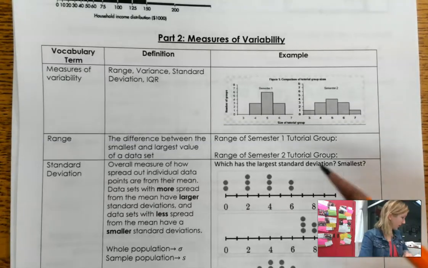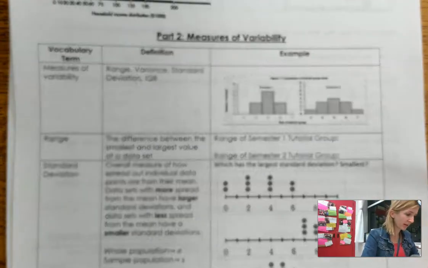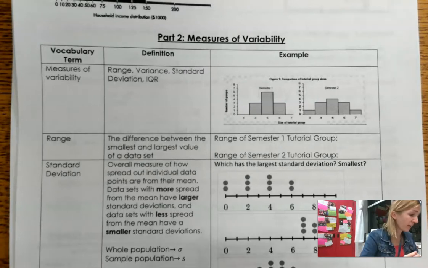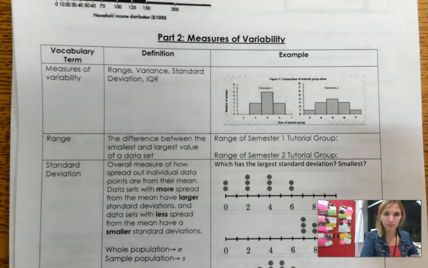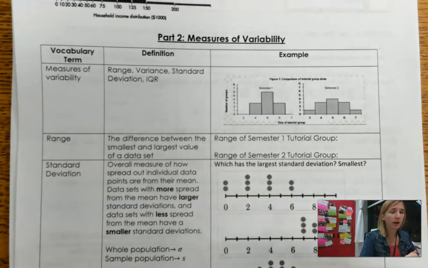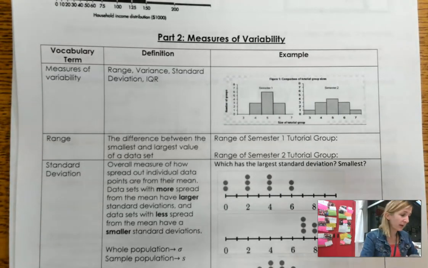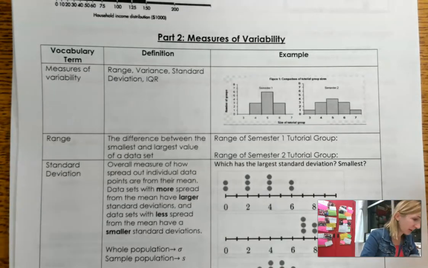AP Stats. We're finishing up this packet, measures of variability. All right, so measures of variability. We've talked about range, obviously. That's your max minus your min. And then you've got three other measures of variability, which tell us how spread out the data is. We have variance and standard deviation, and those two have a relationship together. And then we have interquartile range. All right, so let's talk about these.